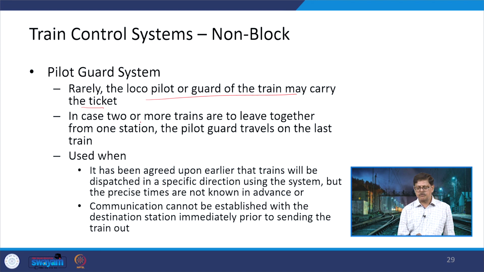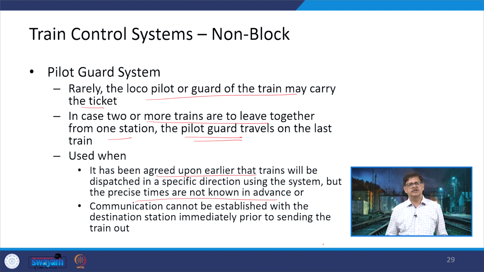In case two or more trains are to leave together from one station, the pilot guard has to travel on the last train. So that tells that yes, now anything ahead is okay, it can move. It is used when it has been agreed upon earlier that the trains will be dispatched in a specific direction using this system, but the precise times are not known in advance, or communication cannot be established with the destination station immediately prior to sending the train out. In those particular cases, this pilot guard or authority or official moves with the train.